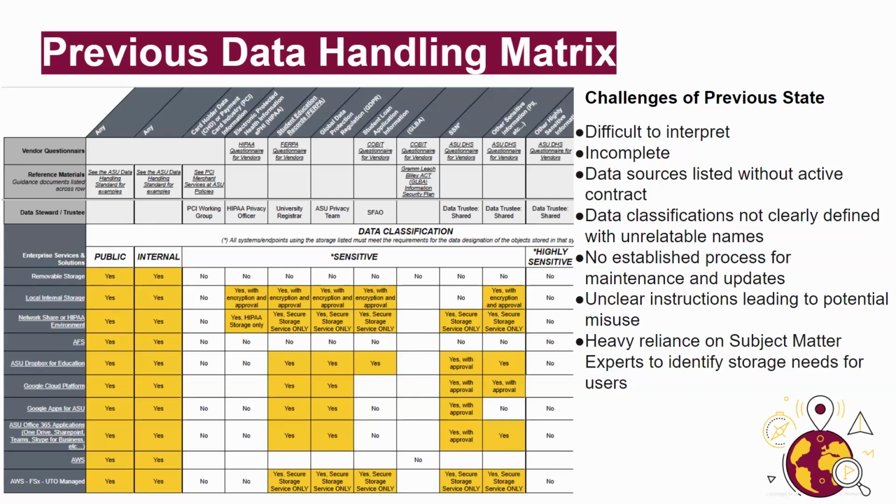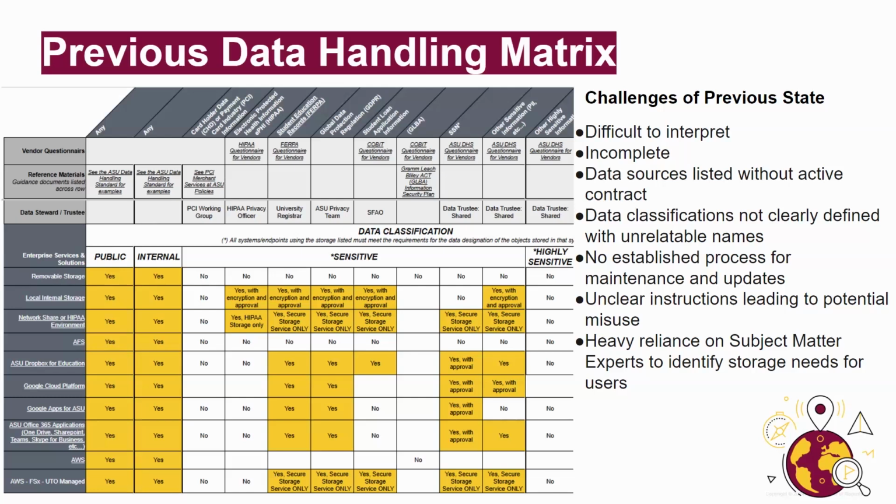It was kind of difficult to interpret what this actually means. And yes, with encryption and approval. Well, whose approval? Who do I have to ask? It was incomplete. It didn't have all of our data types or all of our storage solutions in it. We had data sources that were listed that we didn't have a contract with, so they weren't even tools that you could use anymore. We didn't have a process for maintenance, and so a lot of these things ended up being out of date. We had unclear instructions, which led to mistakes and potential misuse.